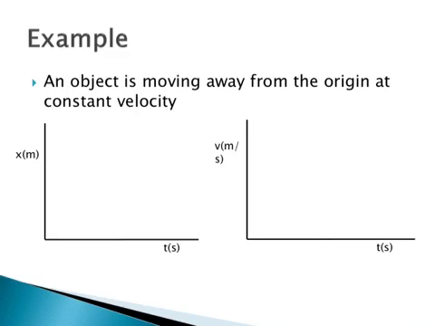So this is one we did before. What we're going to do is, given this description of motion, I'm going to sketch a graph. And from the sketch of position versus time, I'm going to also sketch a velocity versus time graph. So here is the description. It says an object is moving away from the origin at constant velocity.